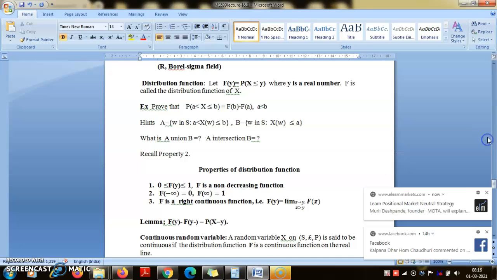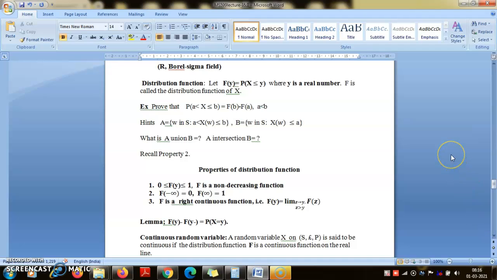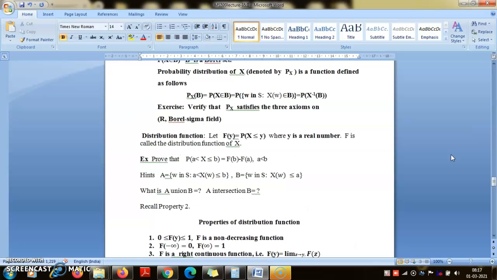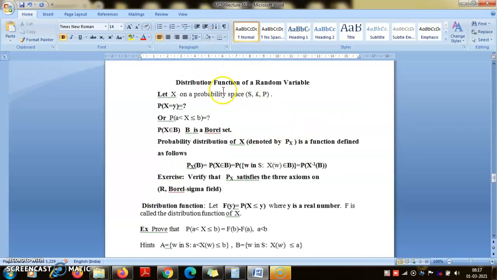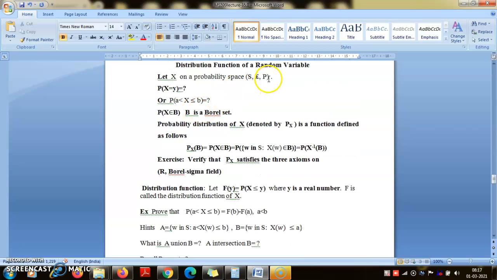Hello students, good morning. I hope you have gone through the video recording of the last lectures, where I have introduced a very important topic, namely the probability distribution and distribution function of a random variable. So recall very quickly that a random variable is a real valued function on a probability space, and for any random variable X, I can define a new function PX which is different from this P.